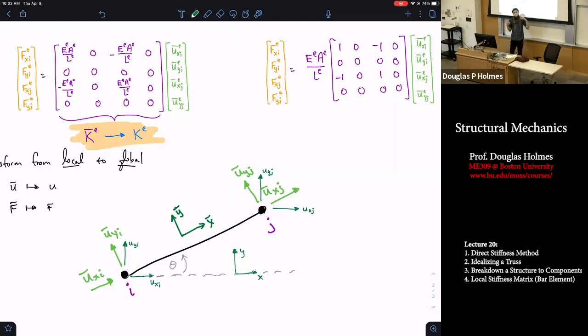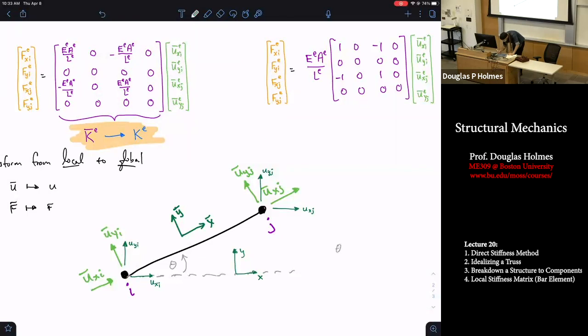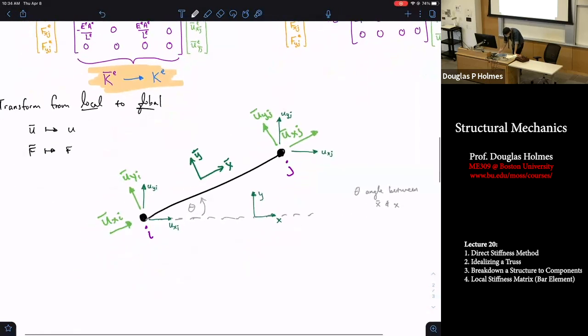We need to know what our force vectors and our displacement vectors are in the coordinate system of the structure, so that way we can take the stiffness matrix in the coordinate system of the structure and add it to the global stiffness matrix. Theta here is our angle between x bar and x. And we're pretty good at this by now, I hope. We would say that, okay, my displacement transformations.